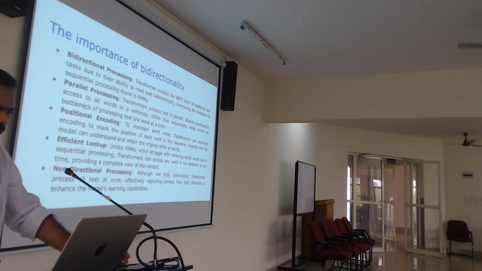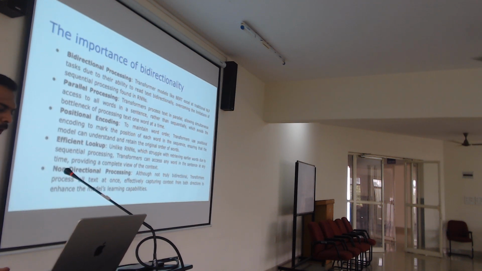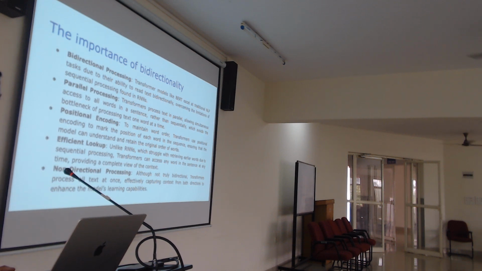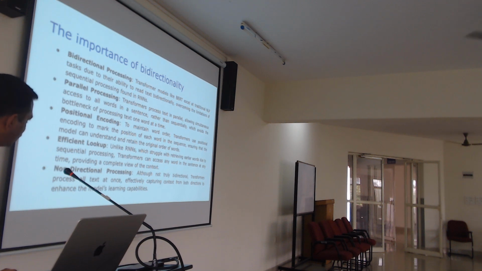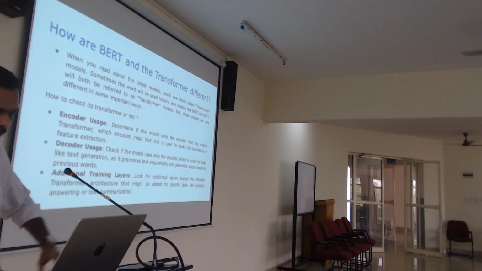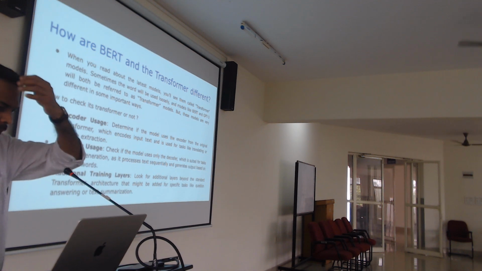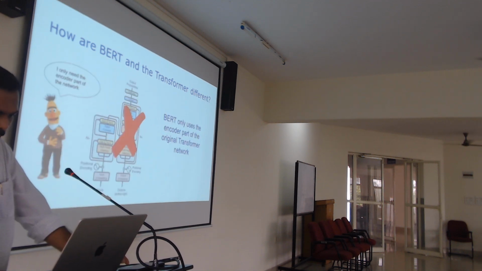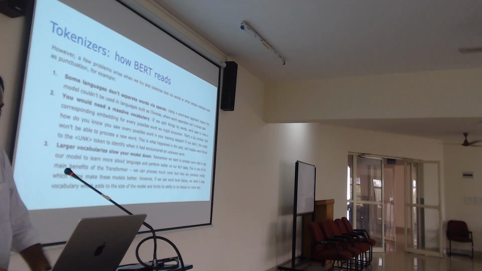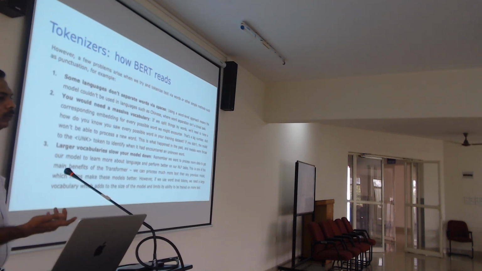Some of the importance of bidirectionality, if you just list them out: processing is a bit fast because left and right are done in parallel. So you are achieving parallel processing, positional encoding, efficient lookup of required text, and non-directional processing. These are some of the importance of bidirectionality, especially in BERT models. Anyhow, madam will show some examples on that. You will be clearer once you see the code. Yes, it works on the concept of tokenizers. I hope you are aware that in BERT the entire model works on the tokenization concept.